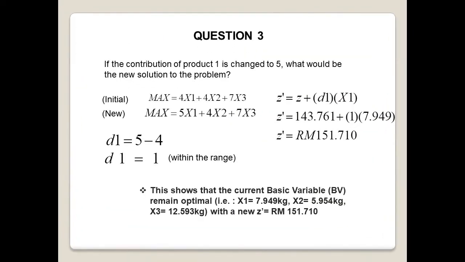Next, we go to the question number 3. If the contribution of product 1 is changed to 5, what would be the new solution to the problem? The initial objective function is max equal to 4x1 plus 4x2 plus 7x3. Since product 1 is changed to 5, the new objective function will be max equal to 5x1 plus 4x2 plus 7x3. First, we must find the change of product 1.